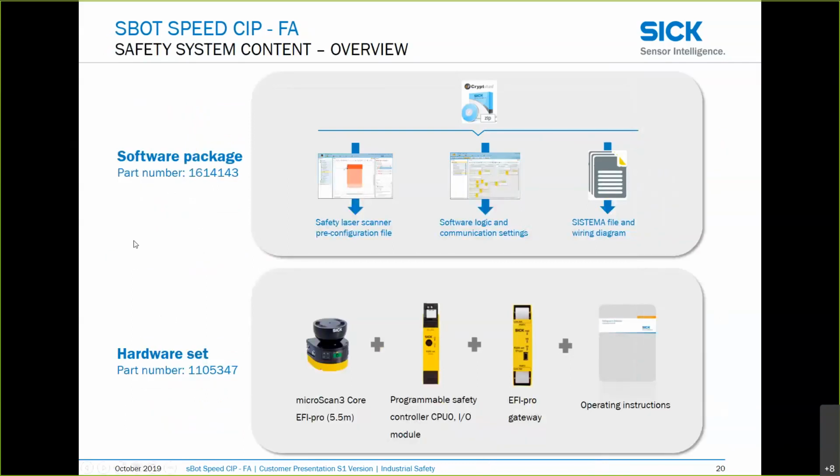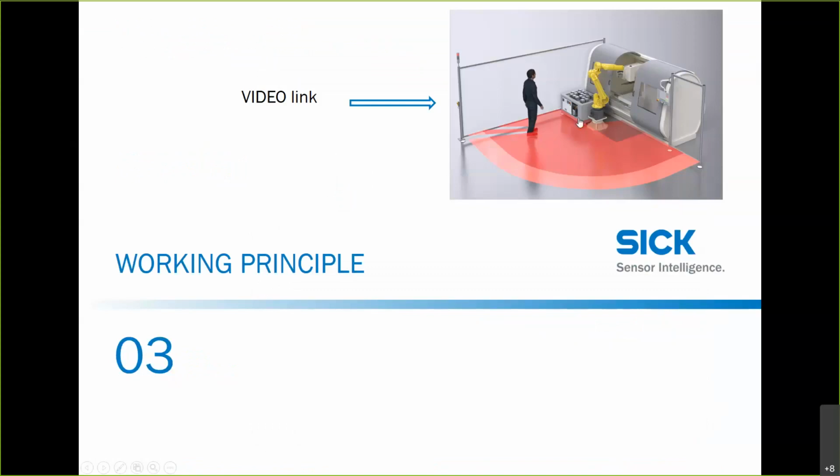This is just another way to look at it. You've got your software package, which is downloaded from the internet. You get your Sistema files. You get all your logic, which is very extensive logic. You even get your safety laser scanner program in this download. So you've got your scanner program, your FE Pro, which is what we call Ethernet SIP safety. Then you get your operating instructions. So you've got a very comprehensive kit here when you buy this system. I'll do a quick video of the working system, which would be very similar to what I have sitting on my desk here.